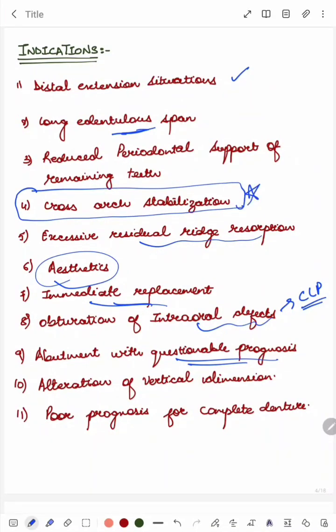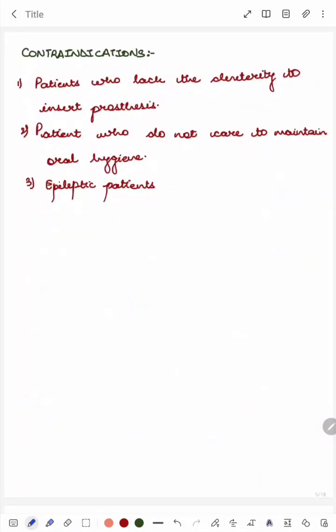Very important. Why? Because the main advantage of RPD over the FPD in replacing bilateral lost teeth is cross arch stabilization. Whenever we want to replace bilaterally lost teeth, we need cross arch stabilization. In those situations, RPD is far better than the FPD, right? And the rest, you know, like poor prognosis for complete denture, alteration of vertical dimension, etc.